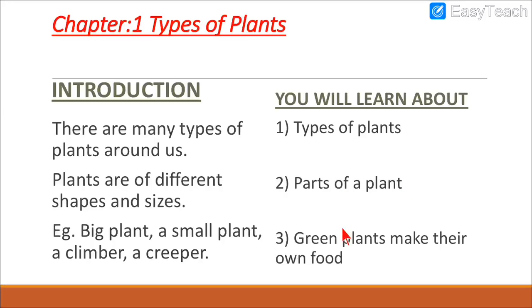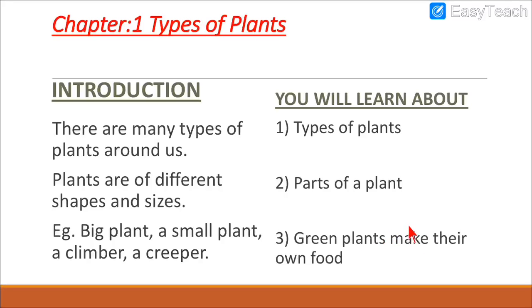And number 3, that is green plants make their own food. So in this lesson, we will also understand that plants of green color can make their own food. And how can they make their own food? Plants do not have hands or legs.